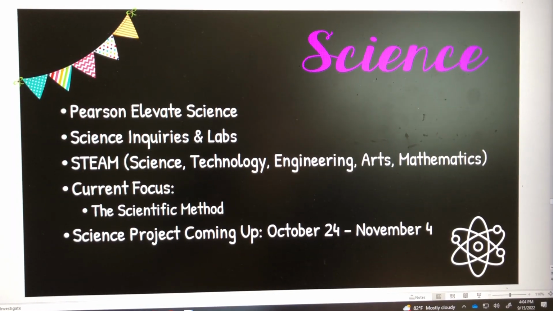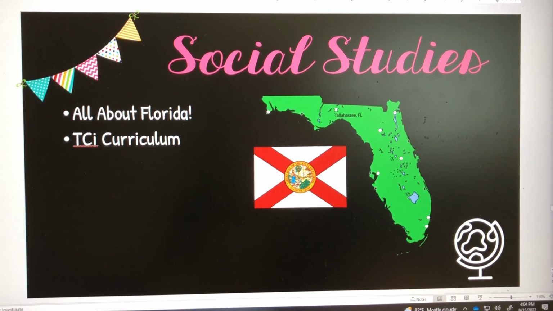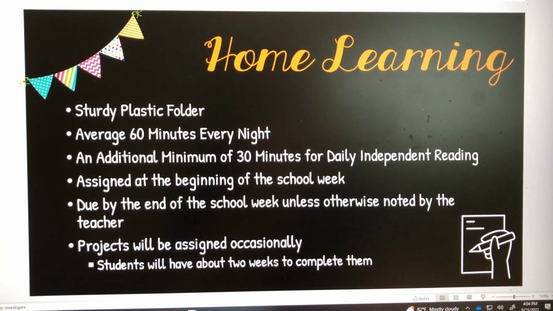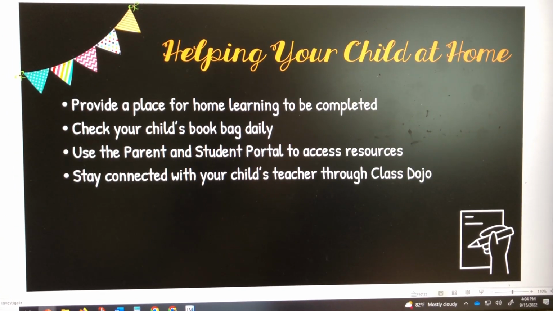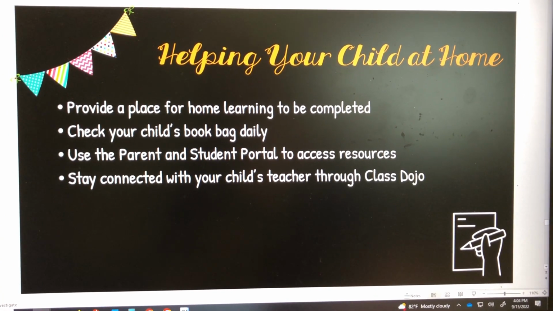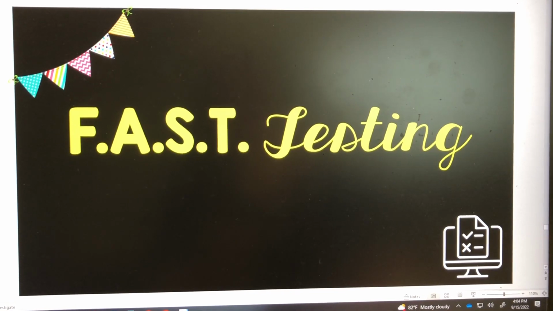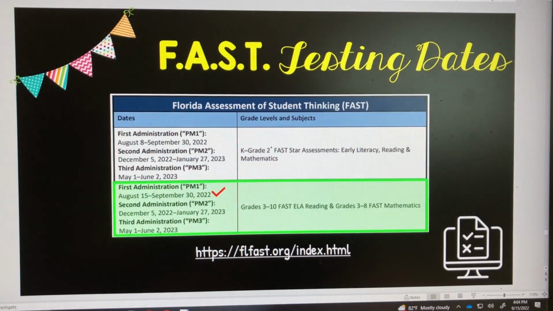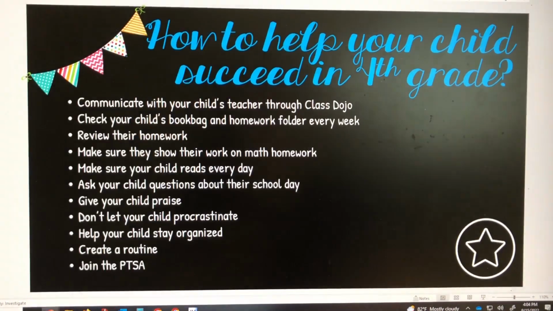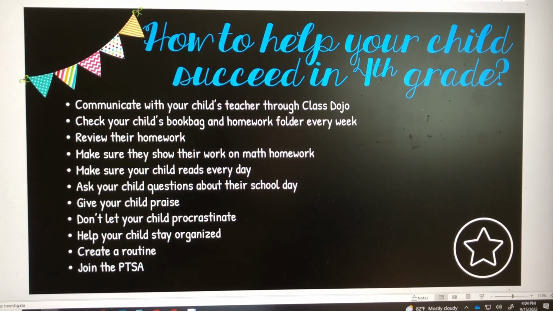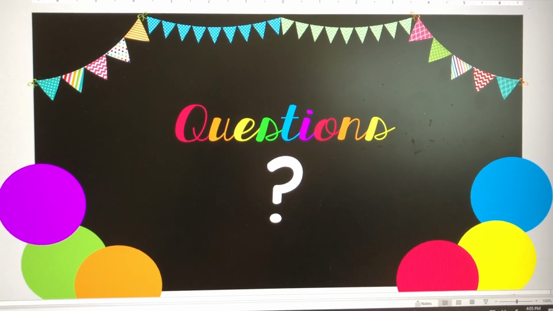She went over the science information as well as the social studies, and then we went over home learning information and policy and the meaning of the different grades and how they can help their child at home with homework. Then we went over the FAST testing dates. We already completed the first one, which was last week. Why sleep is important, how they can help their child succeed in 4th grade, and that's basically it. So that was basically the rundown of our open house presentation, so you can have an idea.